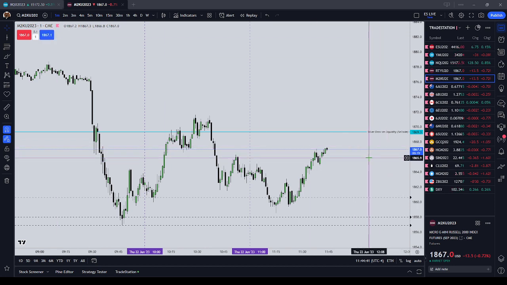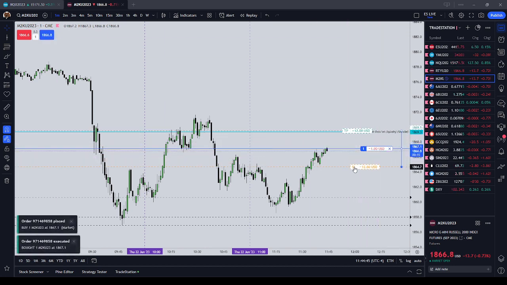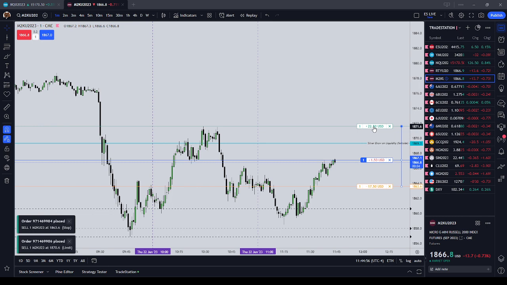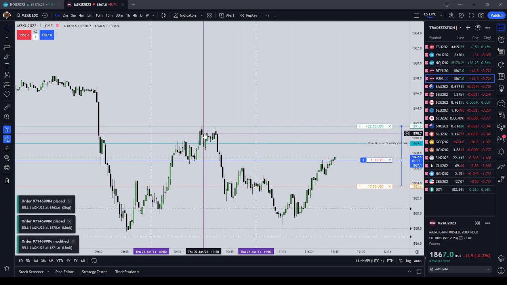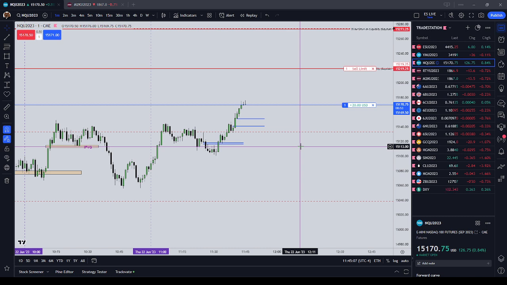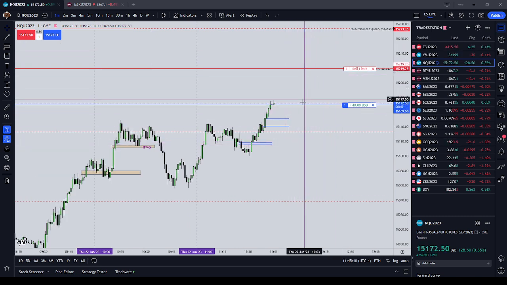All right, I'm going to take a long. Stop loss is going to go below this order block right here. And I'm going to put the take profit there at Thursday's AM high. Okay. NASDAQ. We're long one at the market just because this thing could end up running all the way to the target without any retracement. If we get a retracement, I'm probably going to load on more.